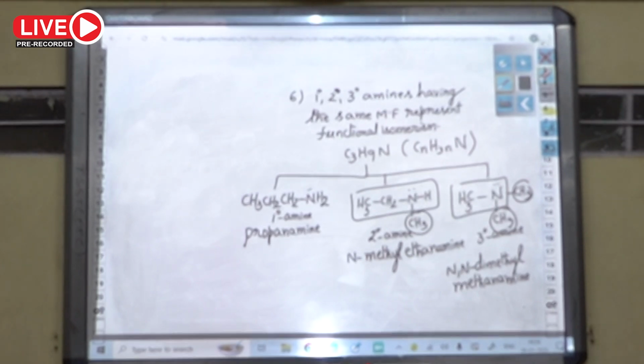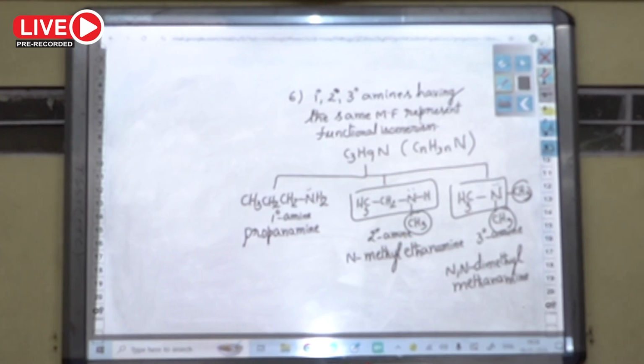So in what aspect do they differ? Though they have the same molecular formula, C3H9N, in what aspect do they differ? They differ in the nature of the functional group. What is the functional group in primary amines? NH2. In secondary amines? NH. In tertiary amines? N. That's why primary amines are identified with the carbylamine test.